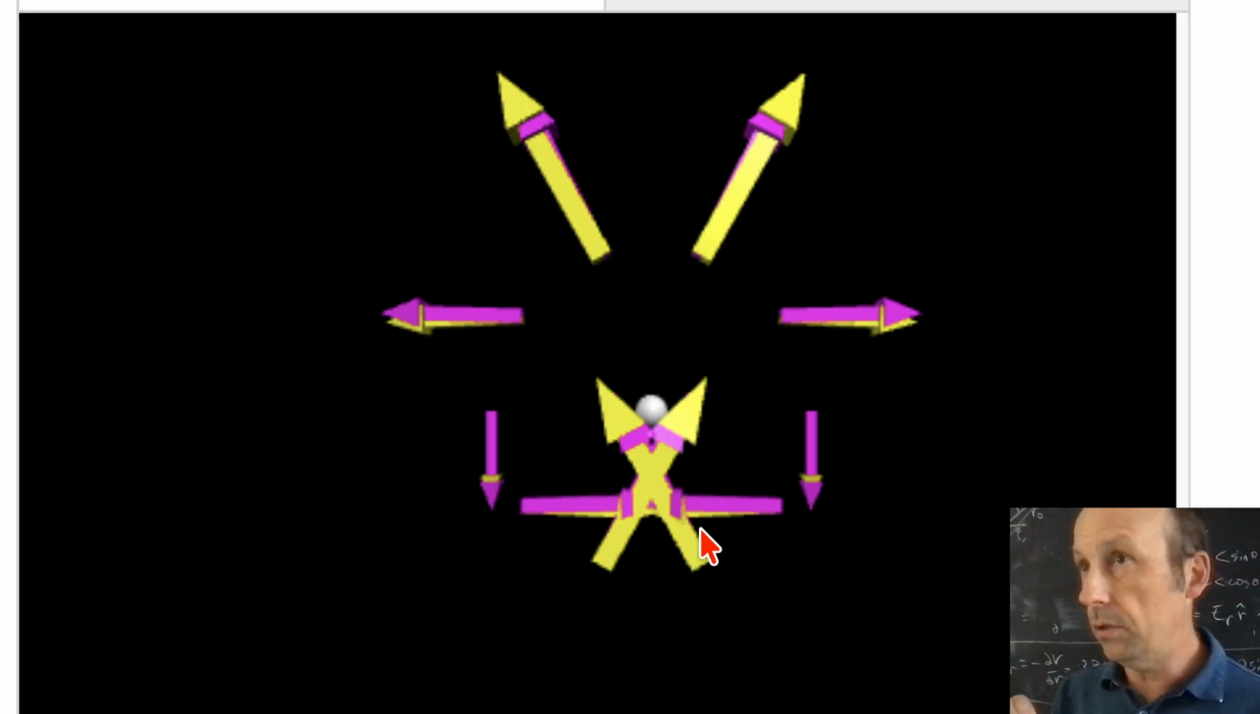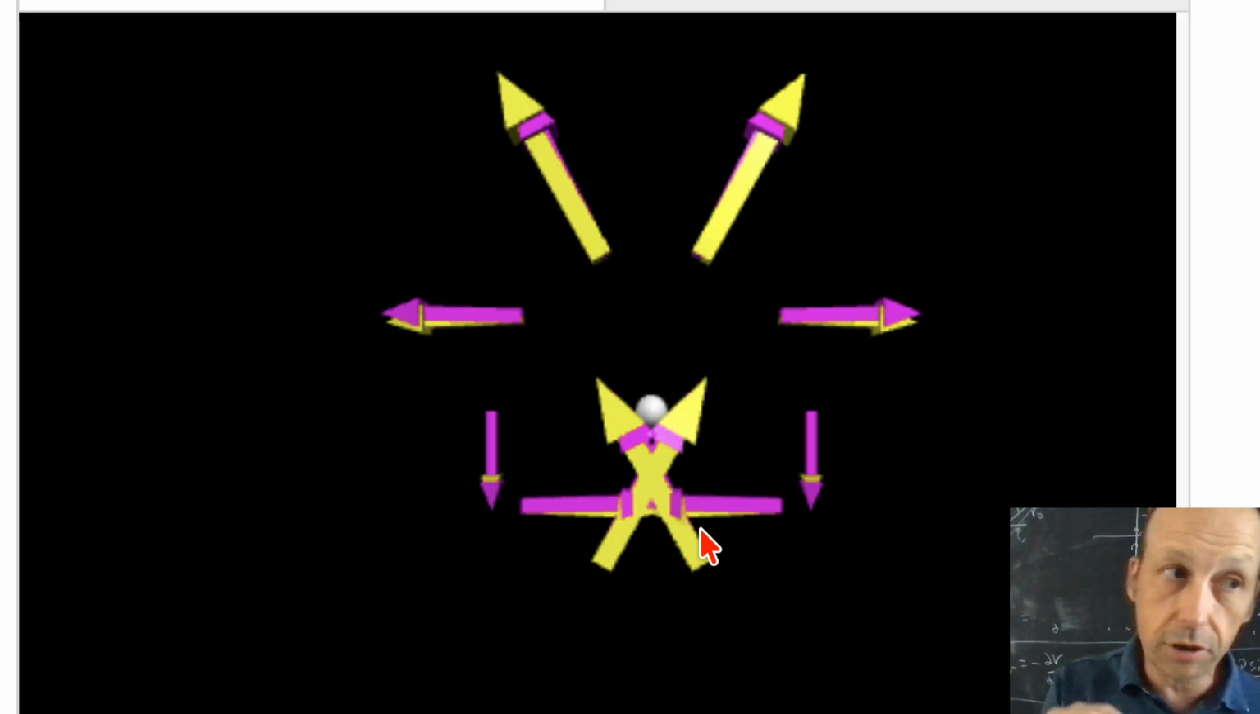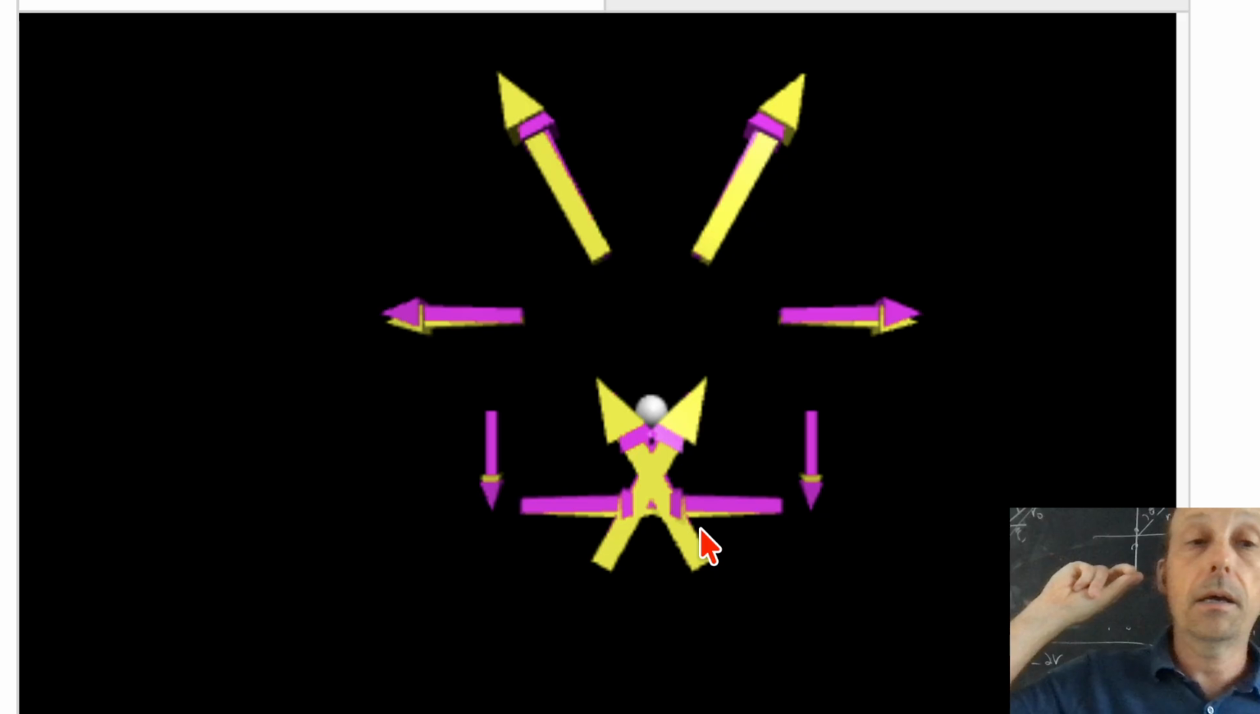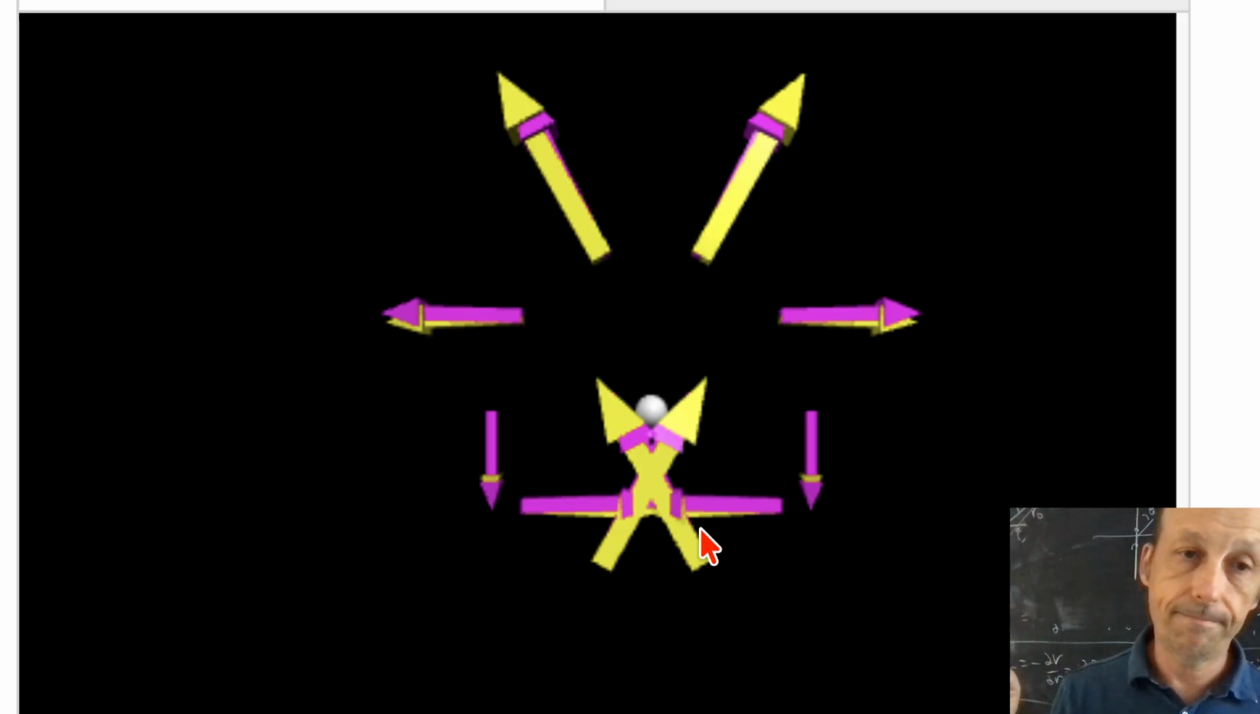But the next thing we're going to do is to make approximations for charge distributions using the dipole expansion. The end.